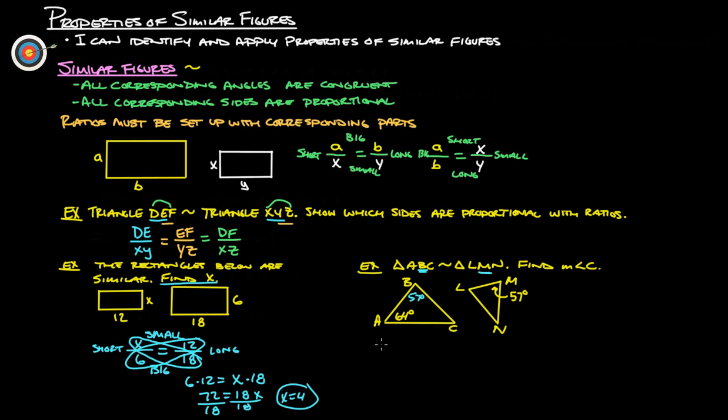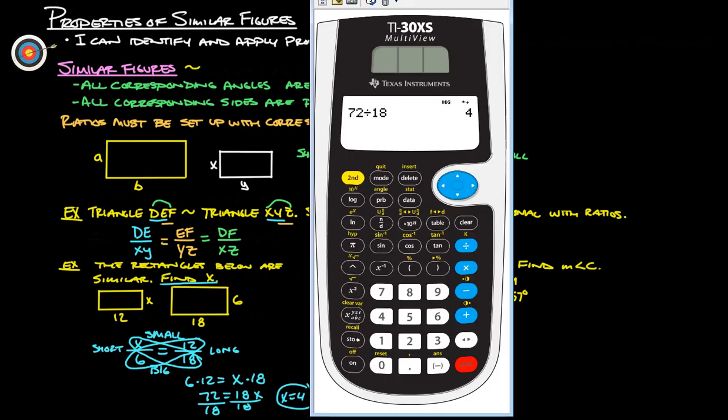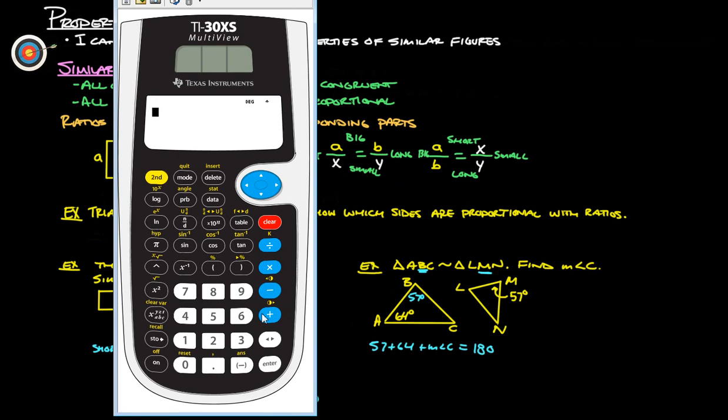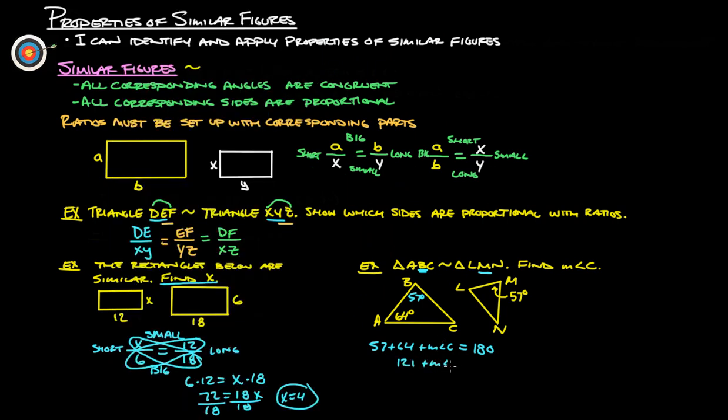To find C, we know that if we add these two, 57 plus 64, plus the measure of angle C, all three of these angles in a triangle always have to add up to 180. So 57 plus 64 is 121, plus the measure of angle C is 180. Subtract 121 from both sides, and we get that the measure of angle C has to be 59 degrees.